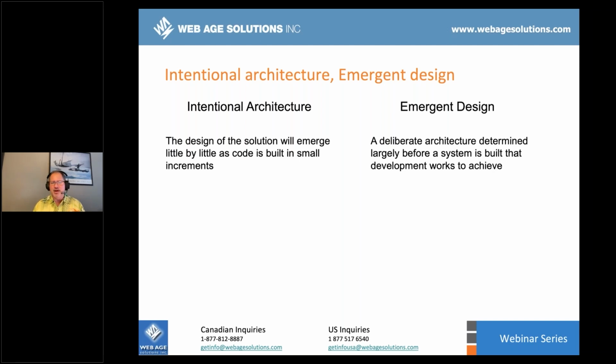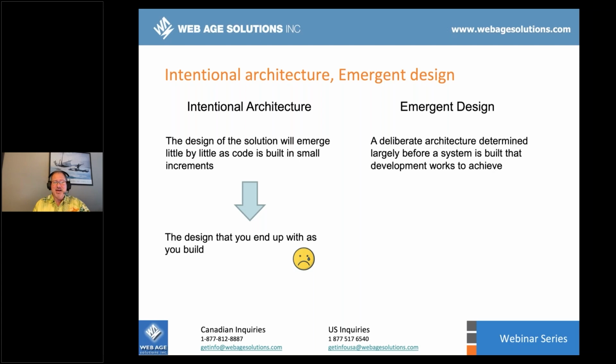An emergent design, forgive me, I flipped the definitions. An emergent design, on the other hand, is the design of the solution that emerges little by little as the code's built in small increments. It's kind of what happens as you develop code, as you go through sprints and create something. What's the design of the thing that you create? Well, if it emerges from the process of development, that's an emergent design. But I'm going to argue that neither of those is really particularly ideal.